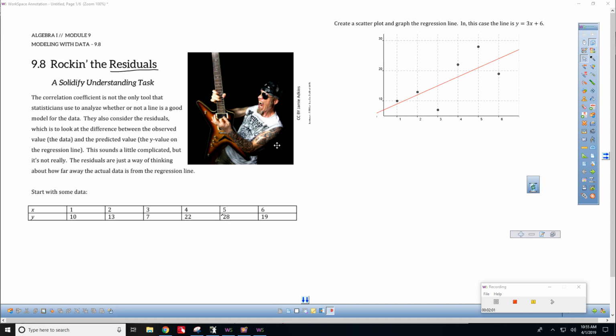Good enough? Notice, to create a scatter plot and graph the regression line, look, we got it right. 3x plus 6. So far, so good? Do you see that the regression line is written here in red? Does that slope look like it's positive or negative? Does the y-intercept look like it's around 6? Sure, we're moving on.